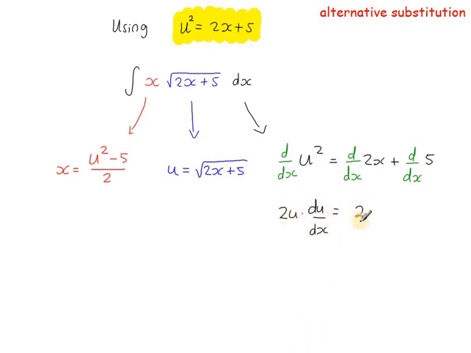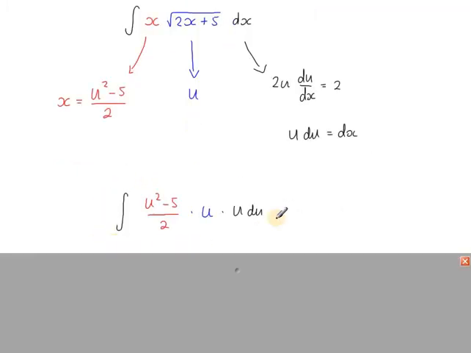So now we cancel the 2's on each side. So we have u du by dx is equal to 1. Take the dx to the other side, multiply it with 1. So u du is equal to dx. So we're going to replace that dx with u du. So we now have everything in terms of u.